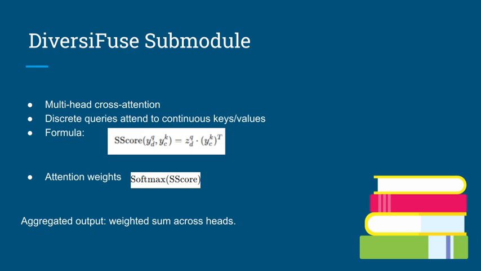The attention score is computed using a dot product between the discrete query and the continuous key. That is, score equals QD dot KC transpose. Then we apply a softmax to get the attention weights and use those to aggregate values from continuous representations. This process is repeated across multiple attention heads. Each head captures different aspects or scales of interactions between the discrete and the continuous features. Finally, the output of all heads are concatenated to get the fused embedding.